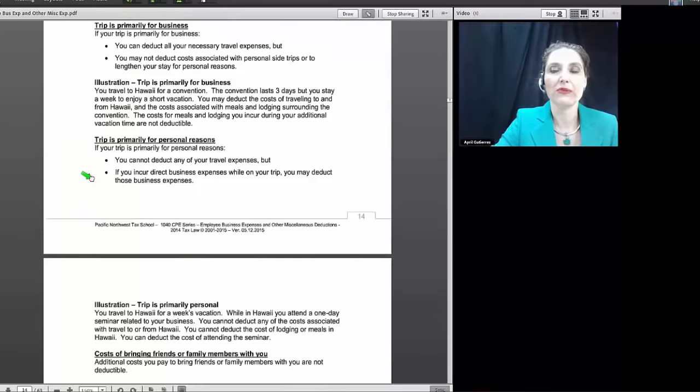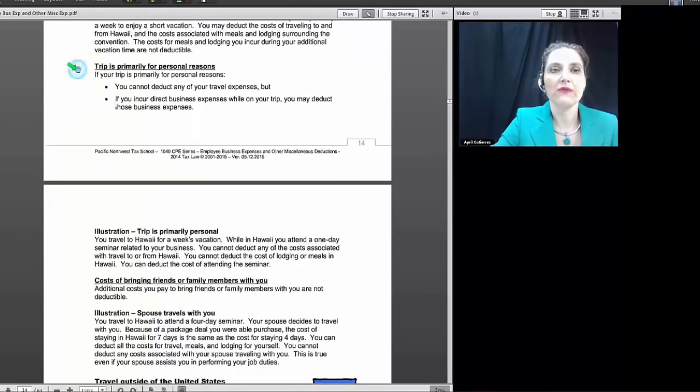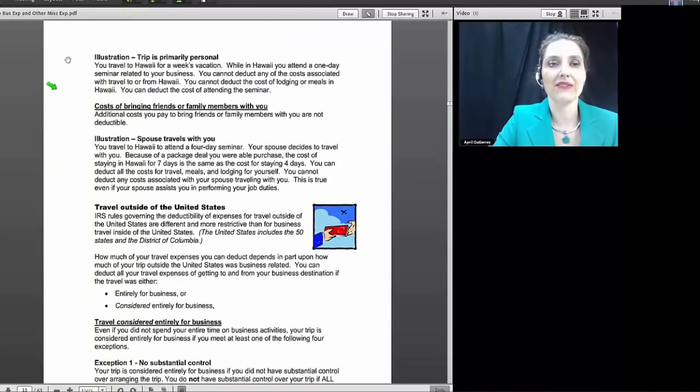What about if the trip is primarily for personal reasons? Well, if your trip is primarily for personal reasons, you're not going to be able to deduct any of your travel expenses. However, if you incur direct business expenses while you are on your trip, you can deduct those expenses. And here is another example.